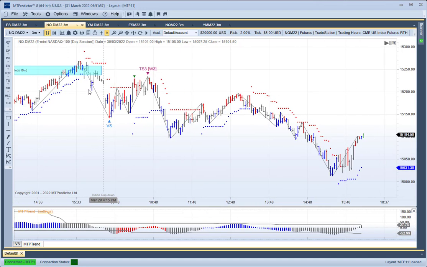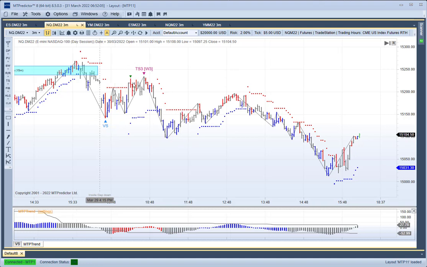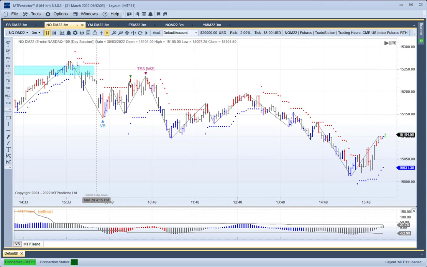Because the large degree trend was down, we'd then be looking for sell setups. So we'd be avoiding this VS buy. We'd then be looking for sell setups. You can see we had a history triangle here. So this was actually a sell setup that unfolded, or a setup that unfolded at the time.